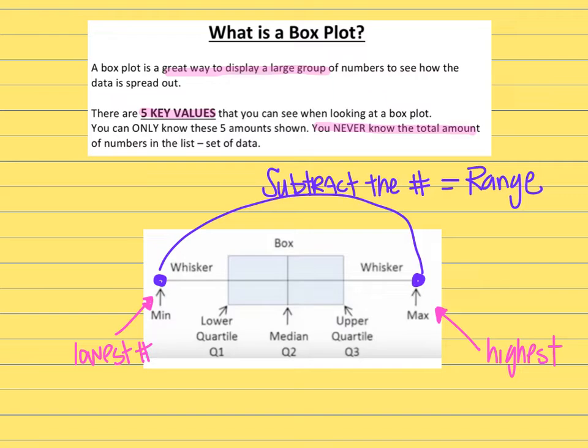The other thing that I want to point out is that the median is known as the middle number. So whatever goes right here, that is the middle number.